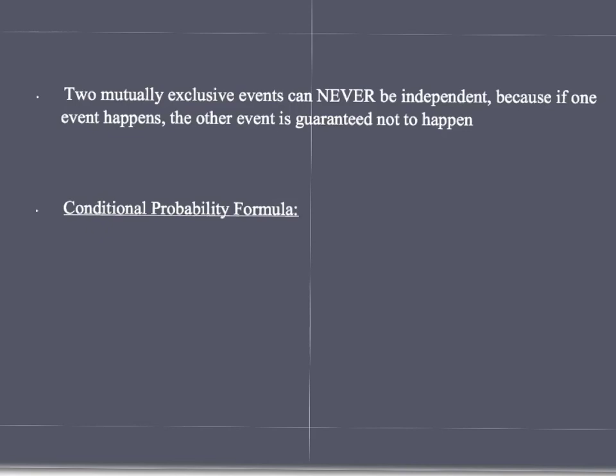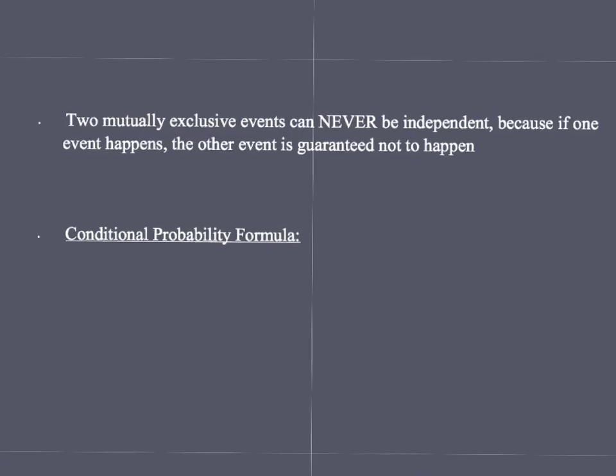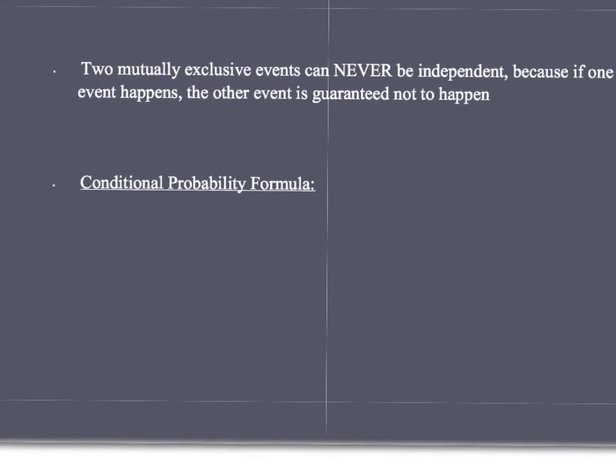When we need to find conditional probabilities, we can use the formula. The probability of B, given that A has already happened, is equal to the probability of A and B, divided by the probability of A.